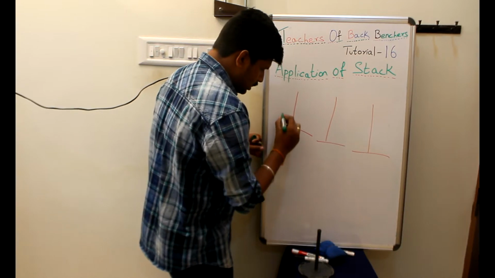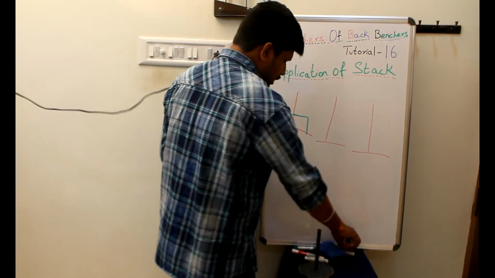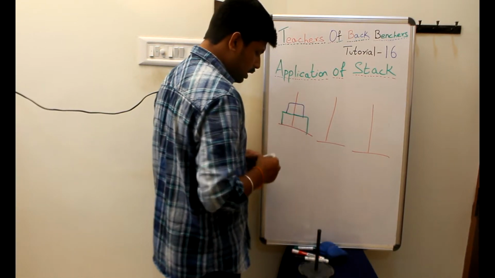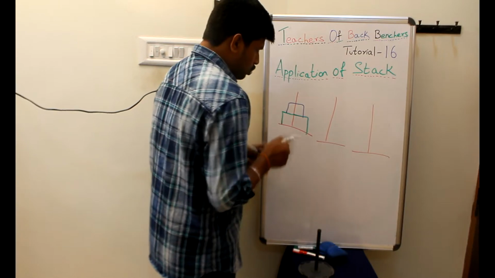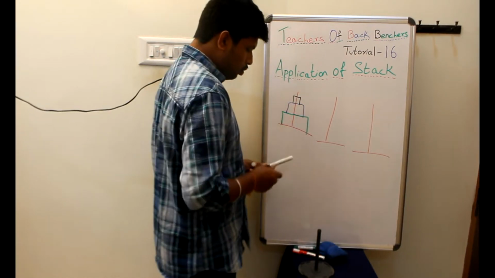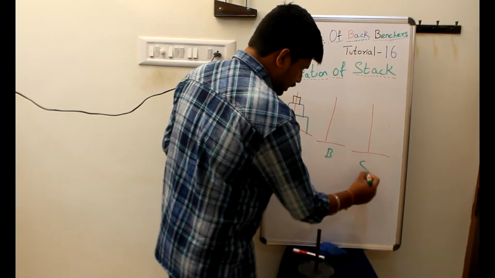Now what we are going to do is, we are having 3 particular disks, where the last disk is the largest one, and then the next disk is the average disk, and then the topmost one is the smallest disk. Now let's assume this is tower A, tower B and tower C.